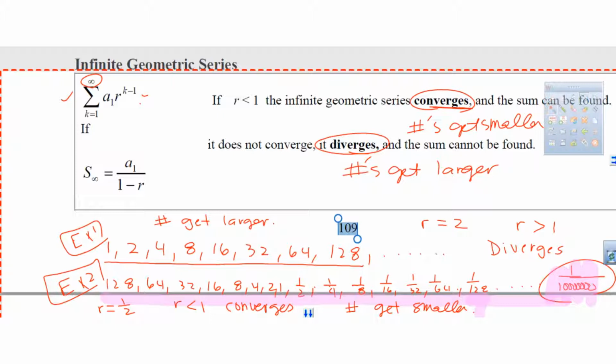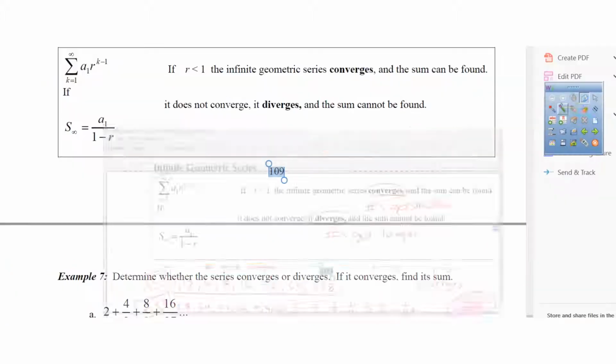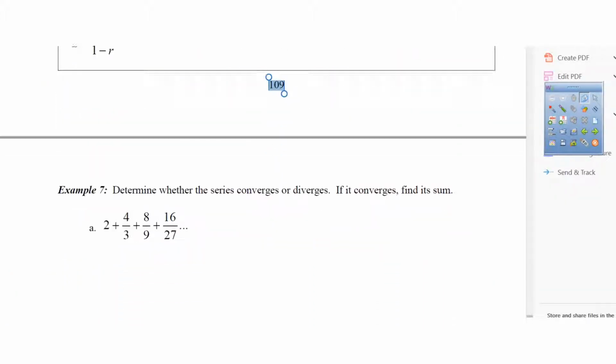Yes? If it converges, would it be a negative number? This particular problem would not, because remember this is a sum, and I don't have any negative numbers. But could a sum be a negative? Sure. It depends on what the value of those numbers are to begin with. Let's do some problems and then we'll talk about it more. Okay, question 7.